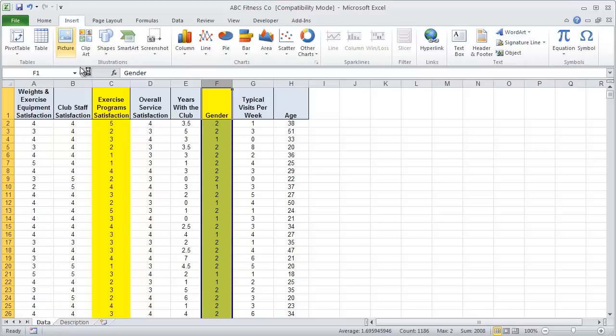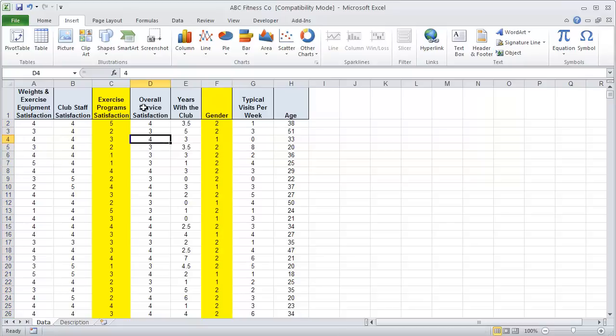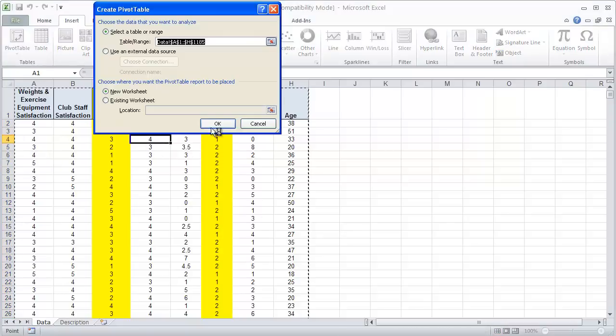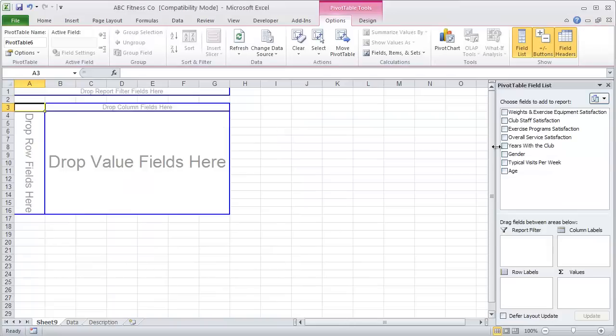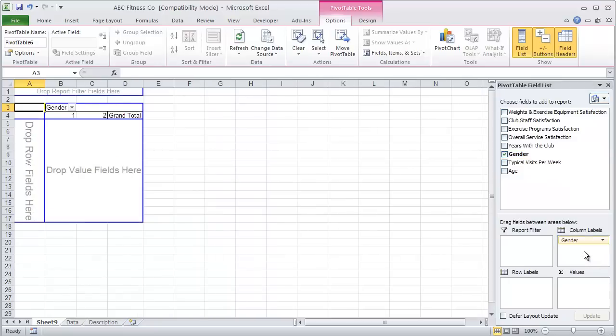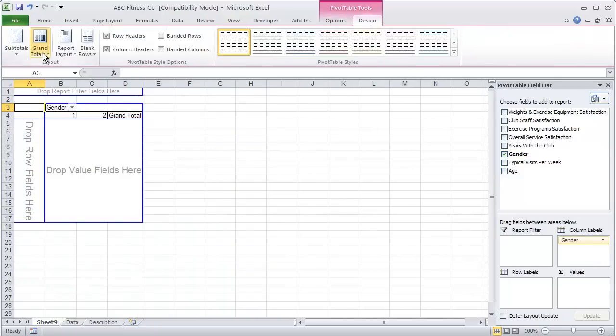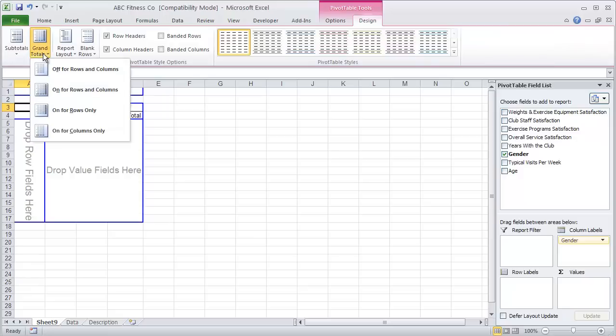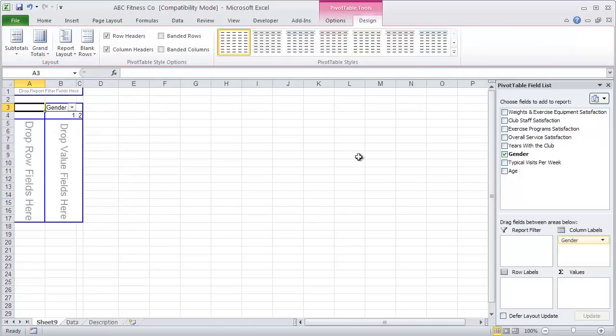So let's do insert. First of all, let's click somewhere in the region. Insert pivot table. It's going to say, is this the area you want? We're going to say yes. It'll add it to a new tab. So we're going to put gender along the top. I do not want to have grand totals in mind, so I'm going to go to design up here and turn off grand totals.